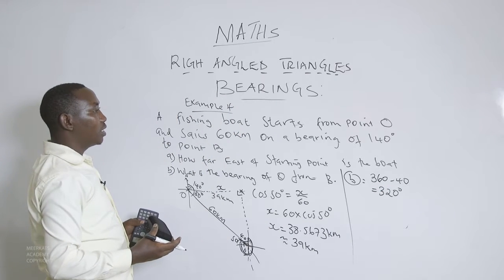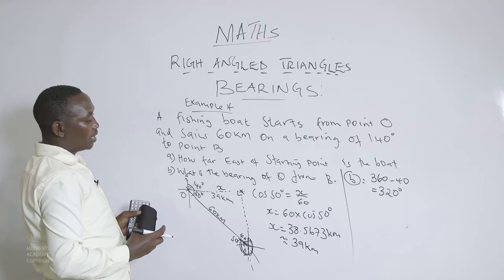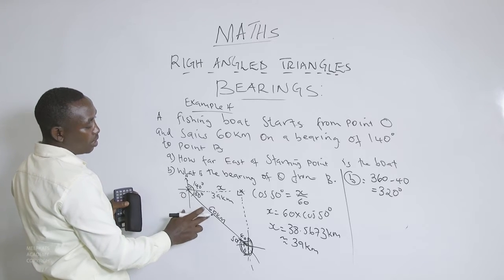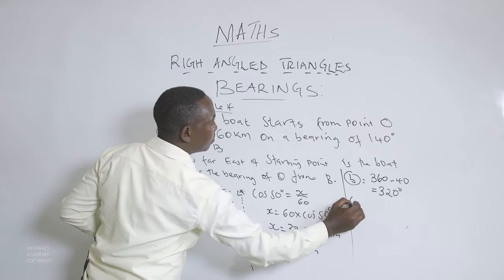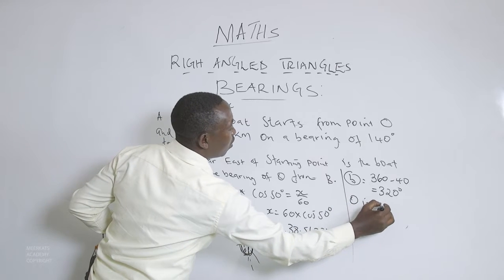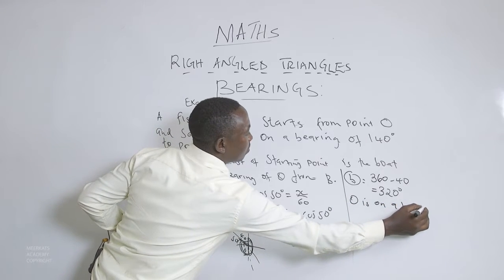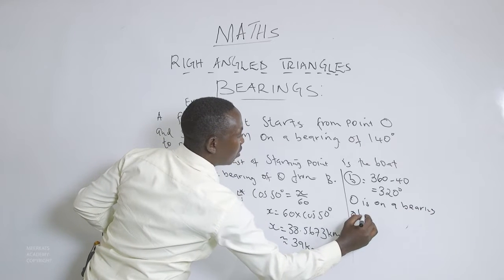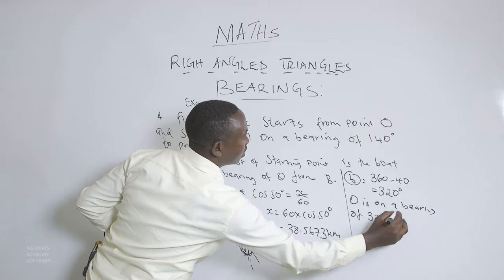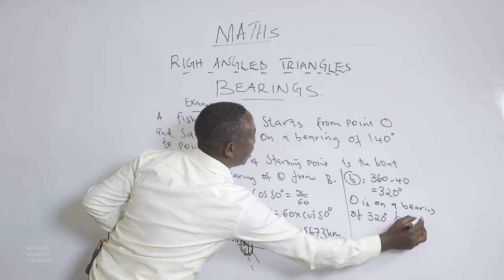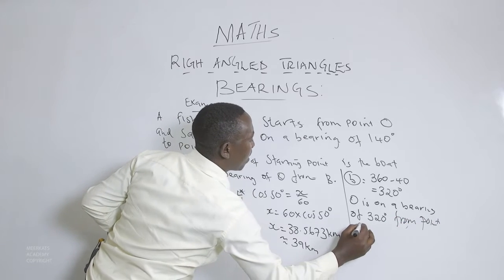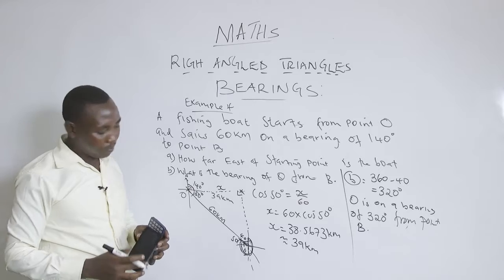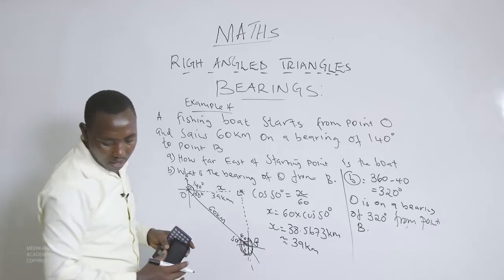And therefore, we can say that point O is on a bearing of 320 degrees from point B. That was our point B.